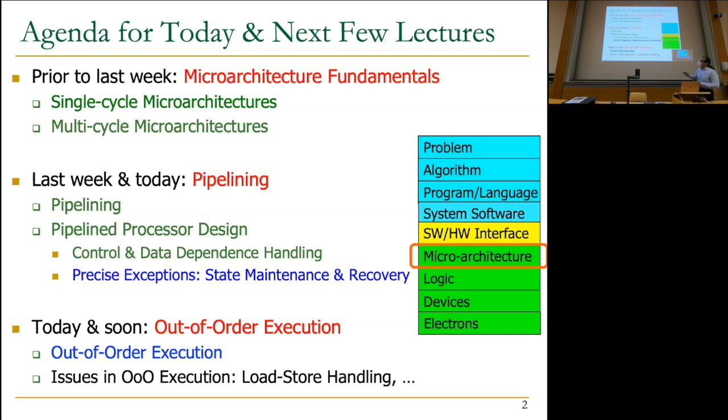This is where we are, actually. We're going to finish pipelining with handling precise exceptions. As I said, this is a very important topic. And we're going to leapfrog into out-of-order execution in this lecture. And we're going to talk about out-of-order execution, hopefully, in the second part of this lecture. But that depends on how much progress we make in the precise exceptions part.